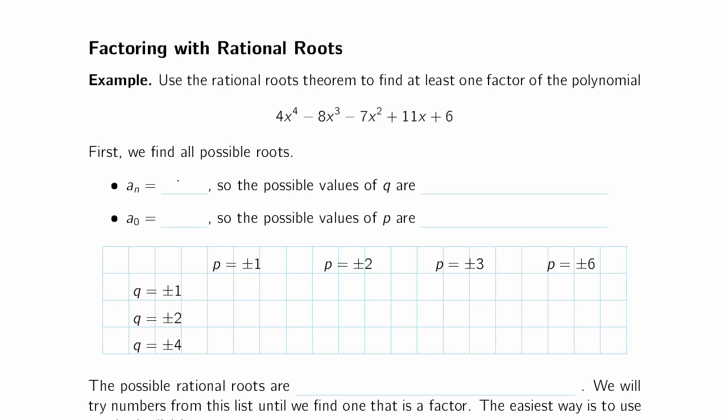So my leading coefficient is 4. The factors of 4 are 1, 2, and 4, but we can have the positive or negative versions of each. Our constant is 6. The factors of 6 are 1, 2, 3, and 6, and we can have the positive or negative versions of each of those as well.